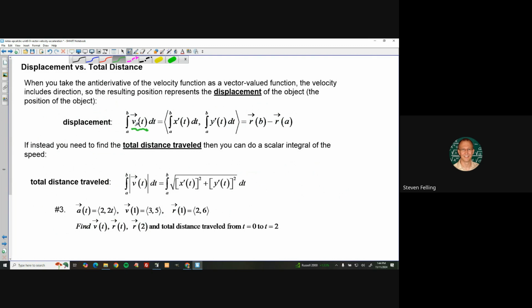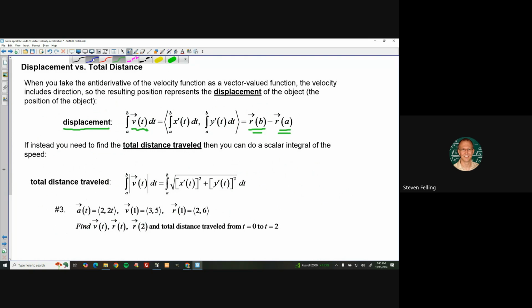So the area under a velocity curve gives you the amount of distance traveled. That is called the displacement. It's literally the position at the end of the interval minus the position at the start of the interval. In this case, the position vector at the end minus the position at the start. If instead you need to find the total distance traveled, then you have to sum up the speeds, and that's because that's an arc length.